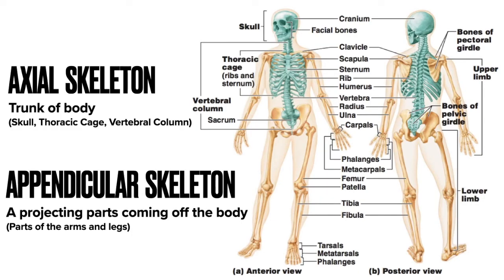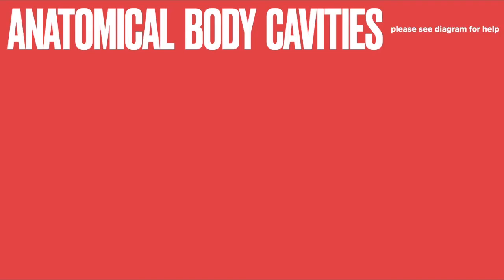Then we have the axial skeleton, which you can see is in green. That's going to be the skull, the vertebrae, the ribs, kind of the chest area. That's going to be the trunk of the body. Then when we talk about the appendicular skeleton, that's going to be all the bones that are coming off the trunk: the shoulder blades, the bones of the arm, the pelvis, the bones of the legs. So if you've heard of appendages, the appendicular, these are the parts coming off of the main trunk. That's an appendage.